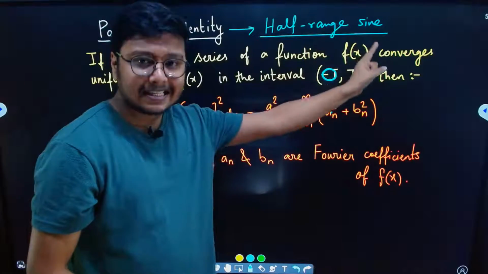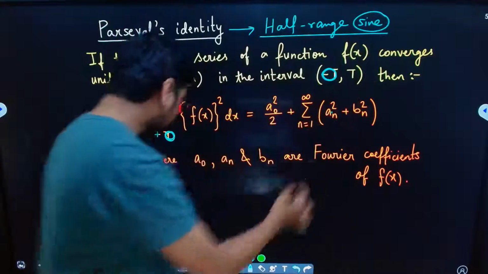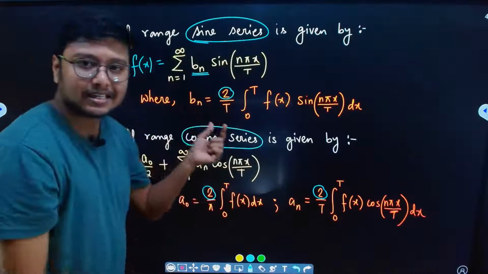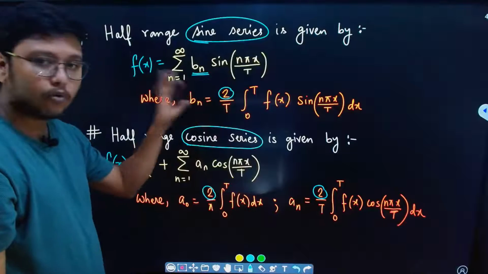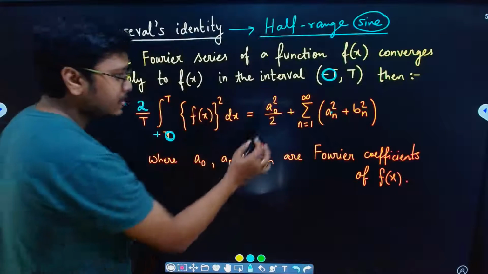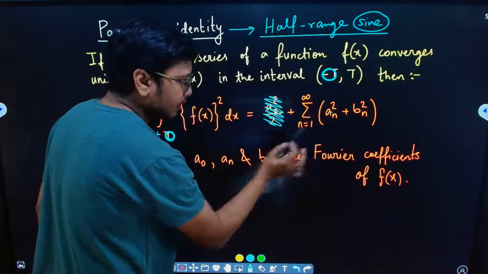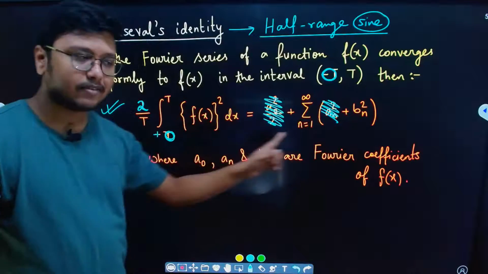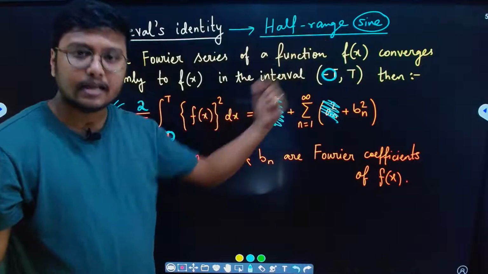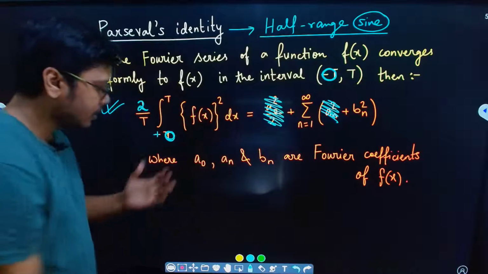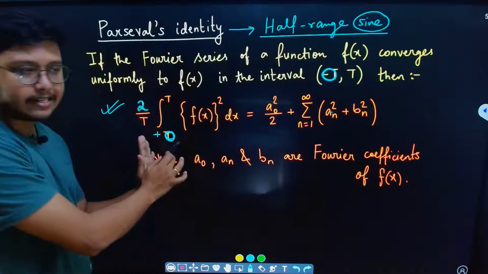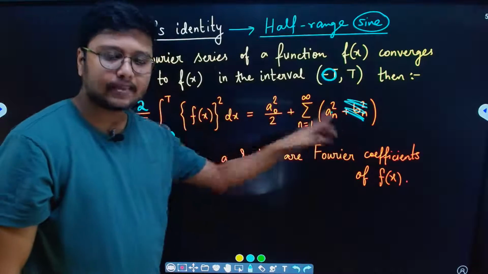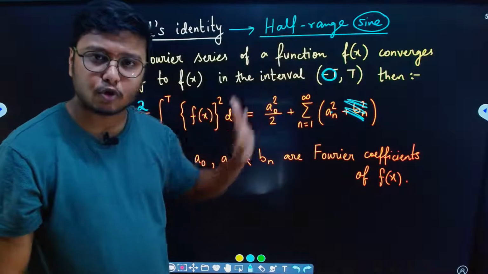If I take sine series, what are the terms present? For sine series, only the bn term is present, the an term is not there. So this an term will not be there. So this will be the Parseval's identity for half range sine. Similarly, if it is half range cos, then the left hand side is the same. On the right side, the bn term will not be there, only the a0 and the an term will be there if it is half range cos.